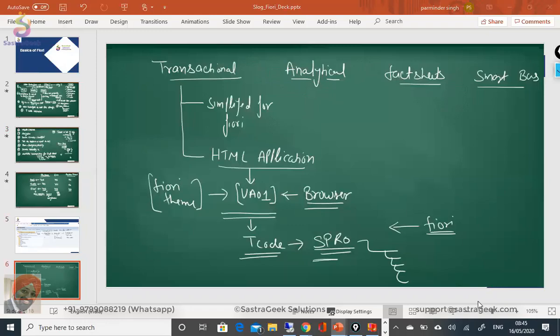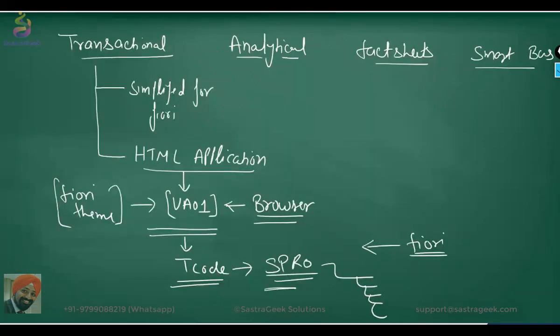You remember this slide which we have discussed? After this slide, I showed you how you can access VA01 and how you can access SPRO through Fiori. We discussed there are two kinds of applications: HTML applications and simplified Fiori applications. An HTML application is nothing but running your transaction in a Fiori browser, right? So that is VA01 we have executed.